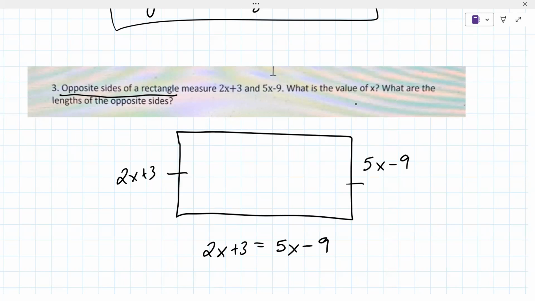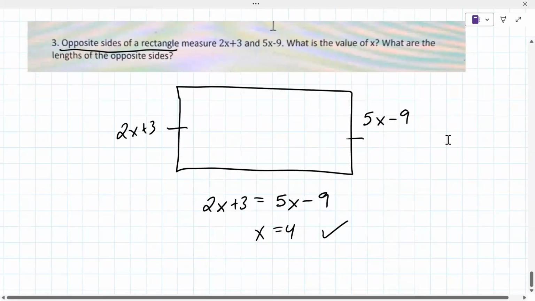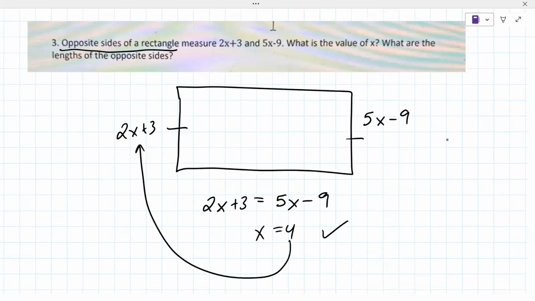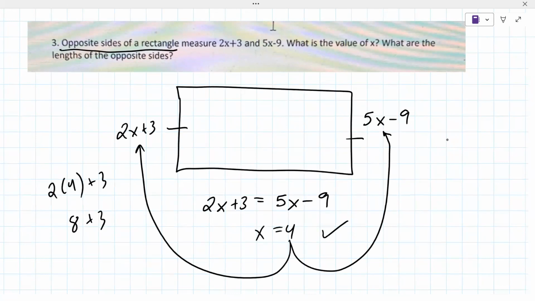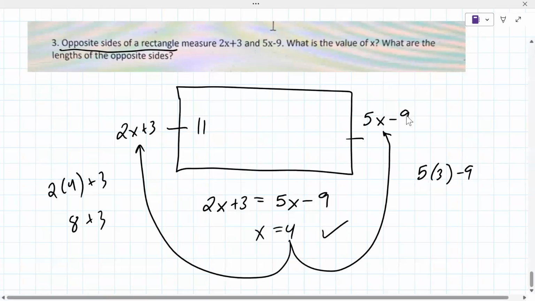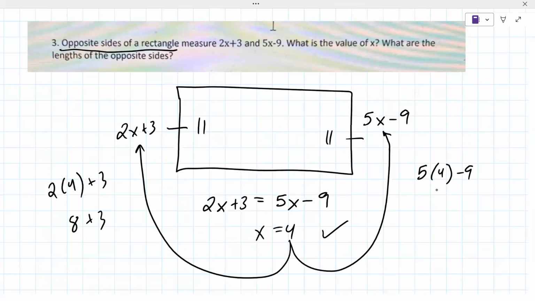X equals 4. X does equal 4. Very good. Okay, now if we actually wanted the length of the side, we'd have to put that in here or here. It doesn't really matter which one, but it would be 2 times 4 plus 3, which is 8 plus 3, which is 11. Over here, 5 times 4 minus 9 is also 11.